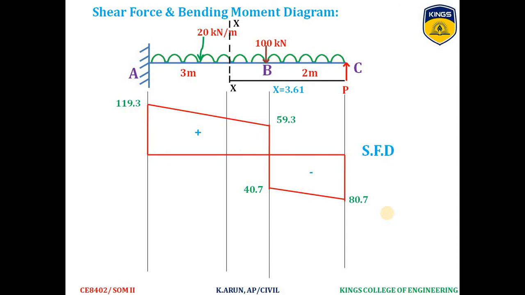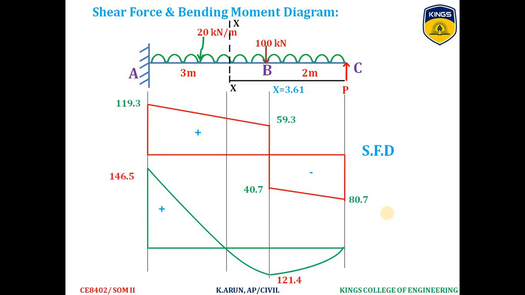Next I am going to draw the bending moment diagram. So first the baseline. Bending moment at C is 0, bending moment at B is calculated as 121.4, and then bending moment at A is 146.5. I am marking the positive and negative moments. And this is the bending moment diagram for the given propped cantilever beam.